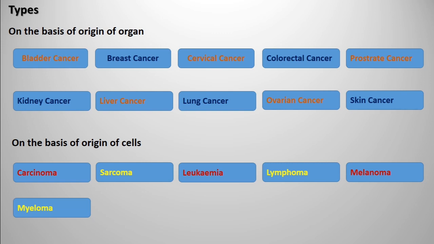Cancers that begin in the blood-forming tissue of the bone marrow are called leukemia. Lymphoma. Lymphoma is cancer that begins in lymphocytes. Melanoma. Melanoma is cancer that begins in the cells that become melanocytes. Multiple myeloma is cancer that begins in plasma cells.